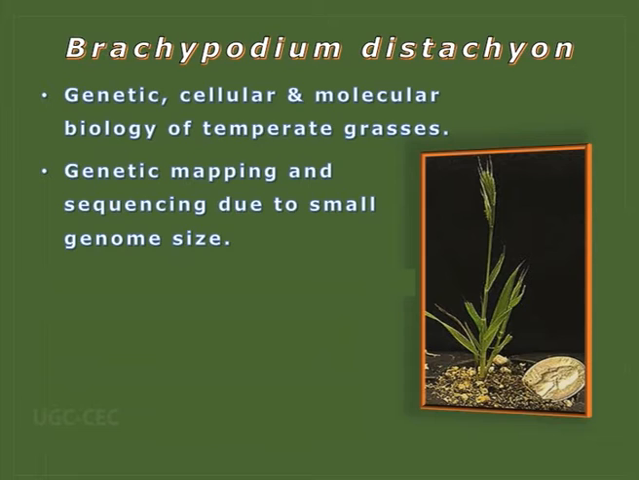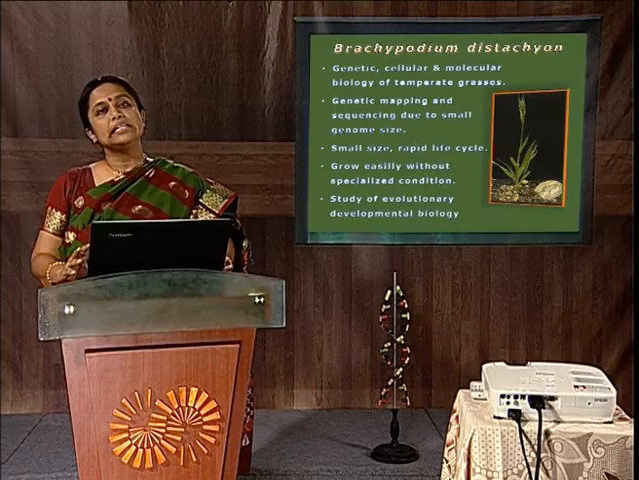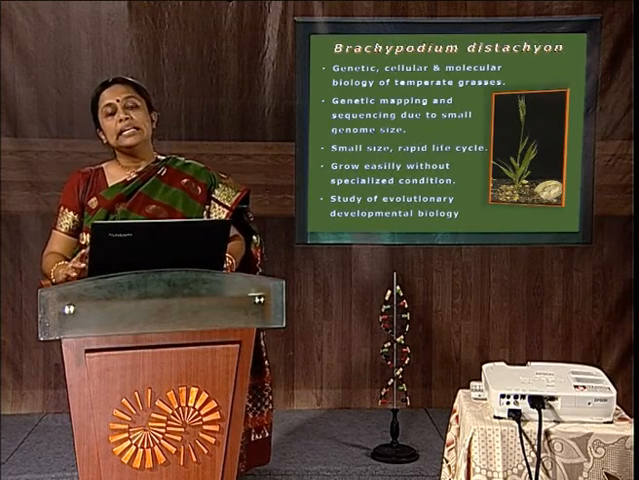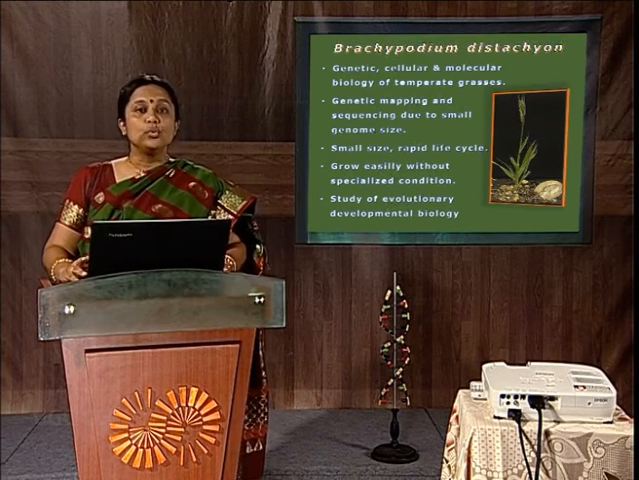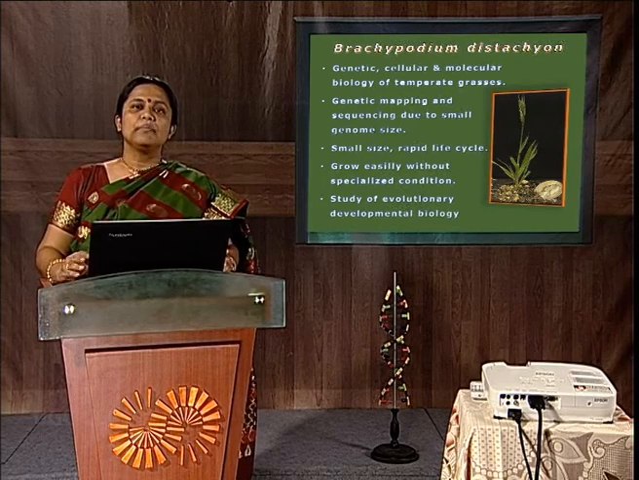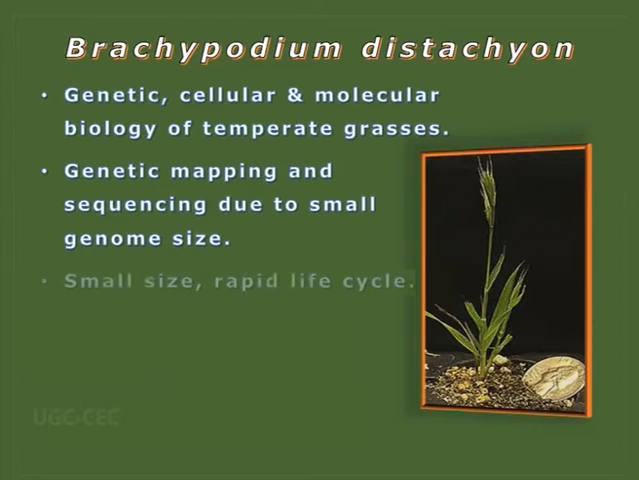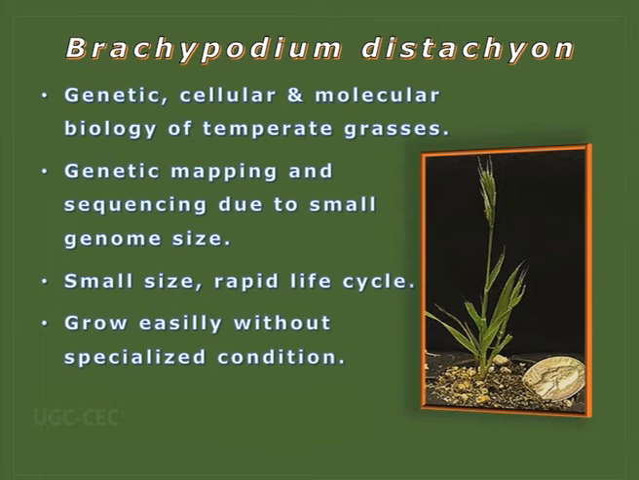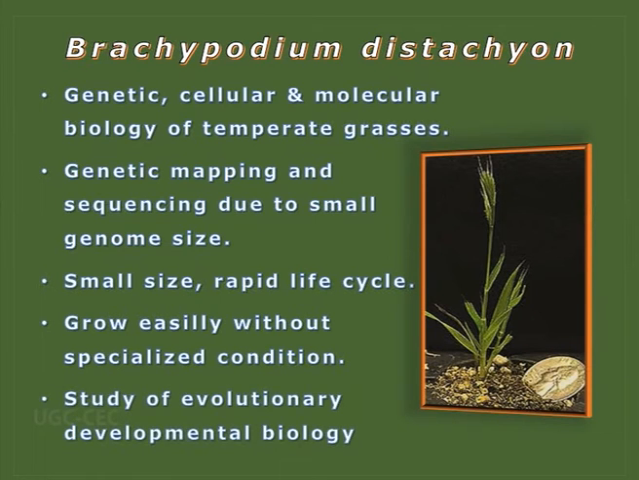This is very crucial, because if the genome is small and contains less junk DNA, then it is easier to study such a system and to understand any changes happening due to some treatment or not. So the small size, its rapid life cycle and its ability to grow without specialized growth conditions has really made it a model plant. It also helps in understanding the evolutionary aspects of biology.